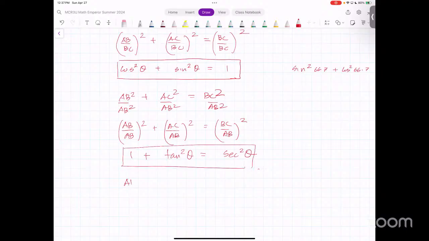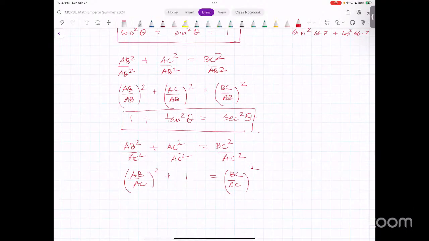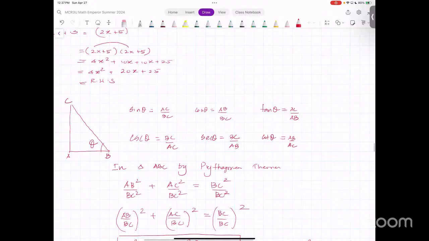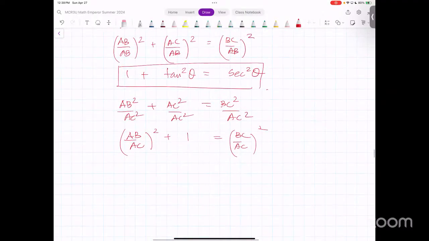Let me do this one differently this time. I'm going to divide it by AC squared. So AB over AC whole thing squared plus 1 equals BC over AC whole thing squared. Kaja, what is AB over AC equal to? Cotangent square theta. So let's rewrite this: 1 plus cotangent square theta is equal to cosecant square theta.